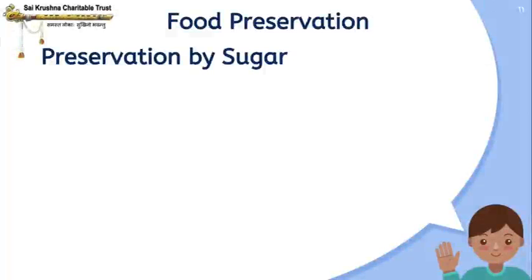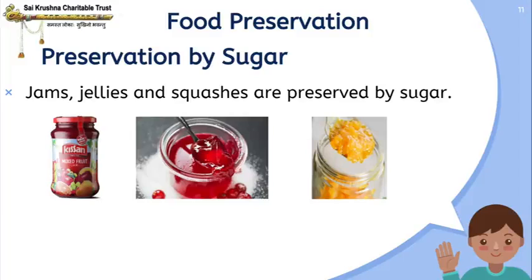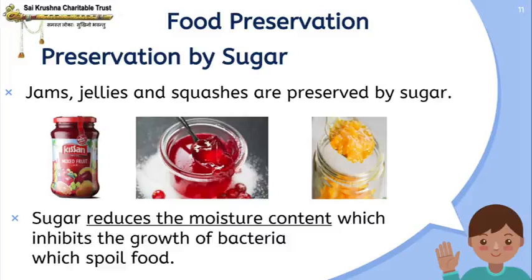And preservation by sugar. Jams, jellies, and squashes are preserved by sugar. Sugar reduces the moisture content, which inhibits the growth of bacteria which spoil food. So, what does sugar do? It reduces the moisture content, which in return doesn't allow the bacteria to grow. So, if bacteria cannot grow, the food does not get spoiled. So, this is how we preserve food by sugar.